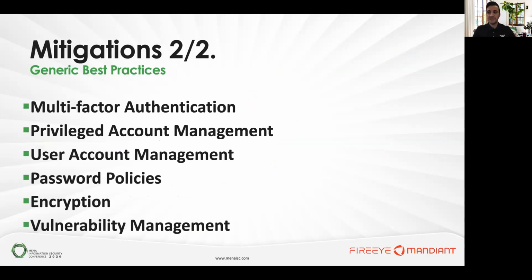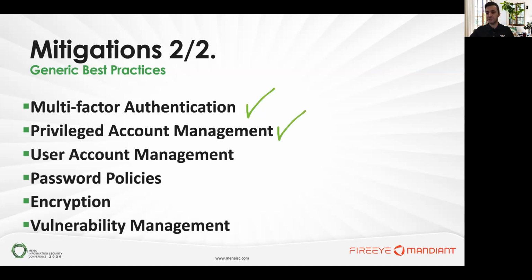Some other mitigations basically are around enforcing multi-factor authentication, especially for the remote services, which are specifically here around the VPN, okay? You need also to adopt proper privileged account management. For example, minimize the permissions, minimize the access for the service accounts to limit the impact of the exploitation.